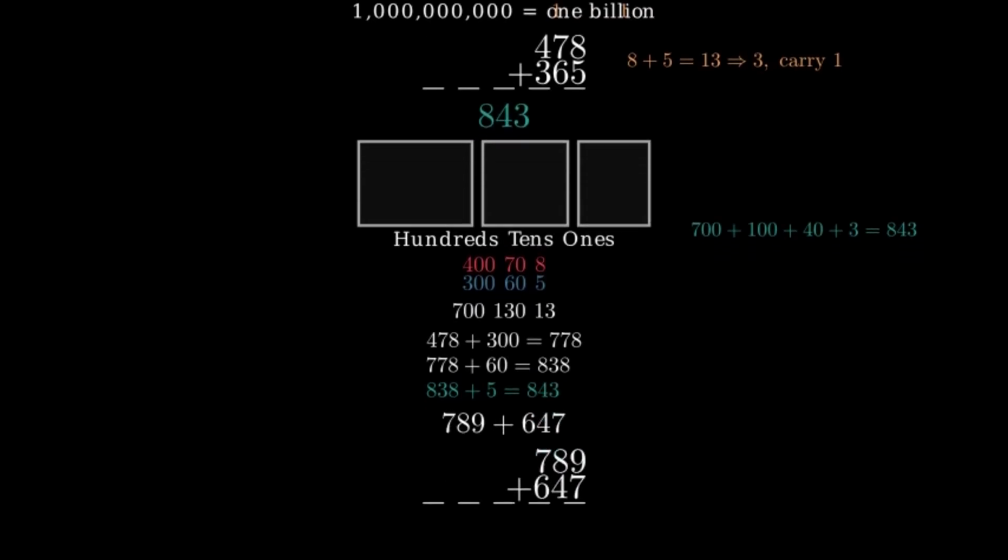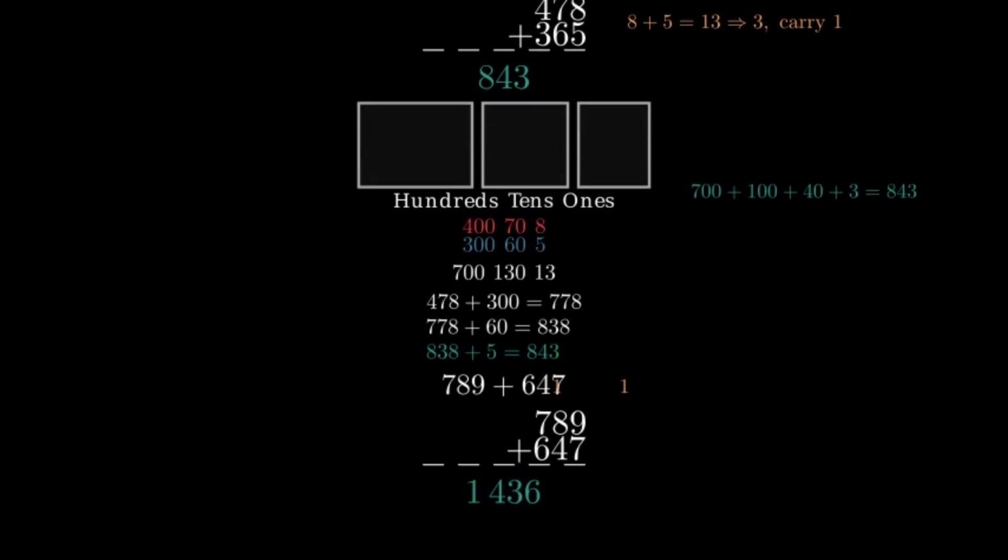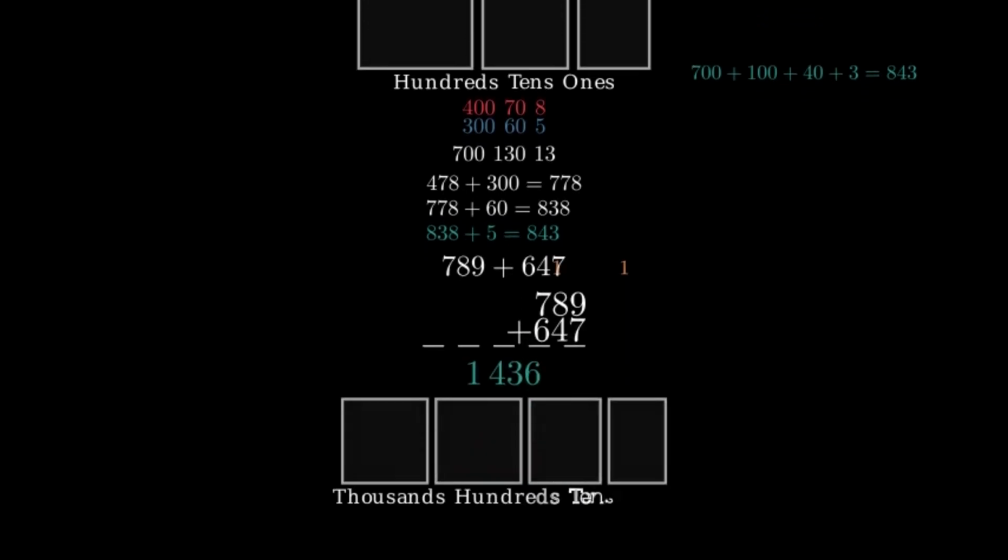Put the numbers stacked. Start with the ones column. 9 plus 7 equals 16. Write 6 in the ones, carry 1 to the tens. Now, tens. 8 plus 4 plus carried 1 equals 13 tens. Write 3 tens and carry 100 to the hundreds. Hundreds. 7 plus 6 plus 1 carry equals 14 hundreds, which is 1,400. So the full result is 1,436.